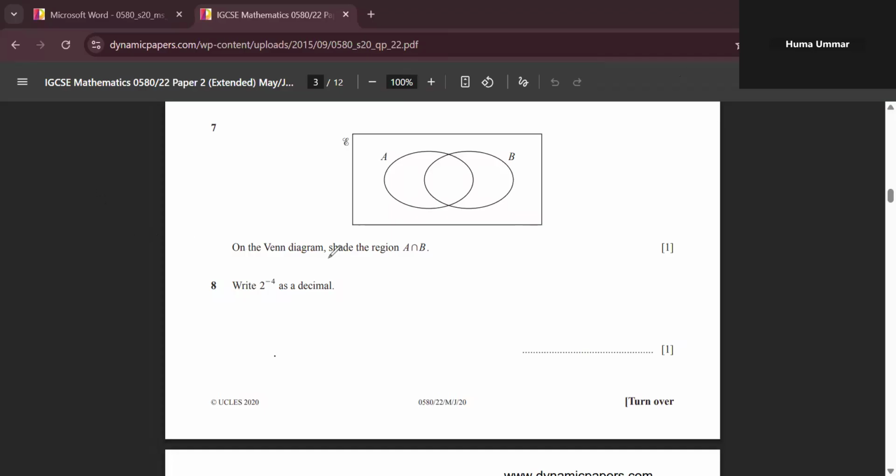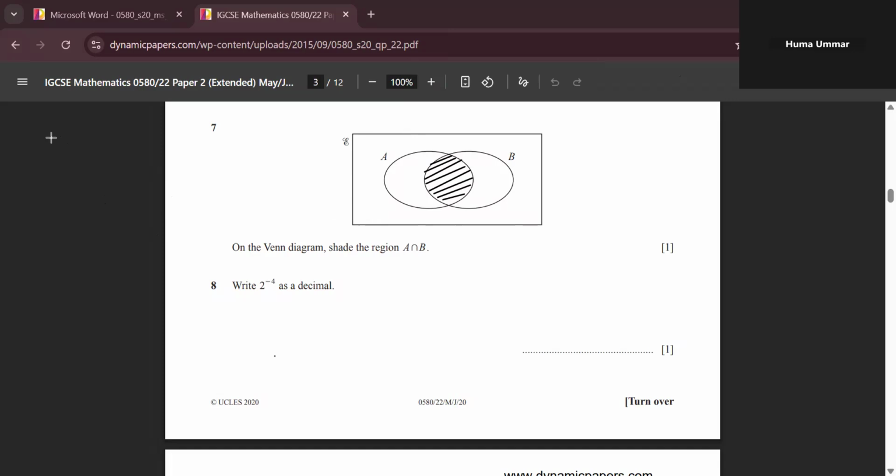Question number 7 says on the Venn diagram, shade the region A intersection B. You know very well A intersection B is always the portion in the middle. In shading, you will just shade the middle portion, either shade like this or highlight, whatever you want.